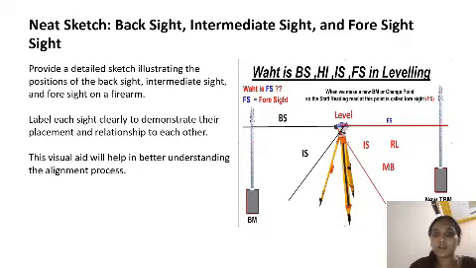This is the diagram of backsight, intermediate sight, and foresight. Provide a detailed sketch illustrating the positions of the backsight, intermediate sight, and the foresight of a firearm. Label each sight clearly to demonstrate their placements and relationship to each other. The visual will help in better understanding the alignment process.